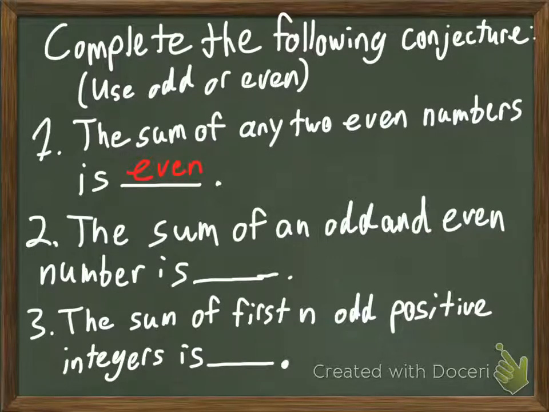Next it says the sum of an odd and an even number is, so it looks like we're adding an odd number and an even number. So let's just start off with the first odd number and the first even number. 1 plus 2 equals 3. Okay, so that's odd. Let's try the next pair. Let's try 3 plus 4. That's 7, which is also odd. You know what, let's try one more just to be sure. Let's try 5 plus 6, which is 11, which is also odd. So it looks like our conjecture is that it is odd.